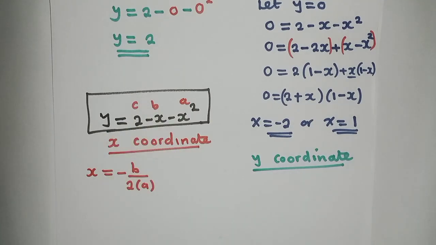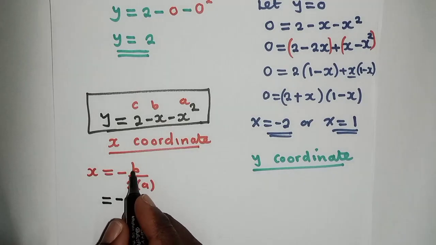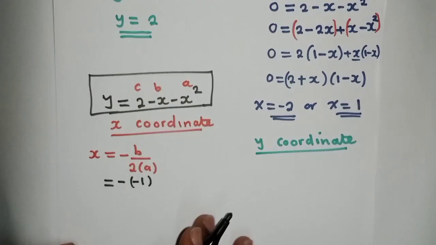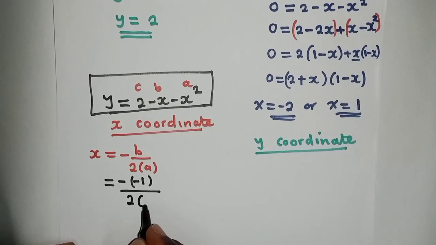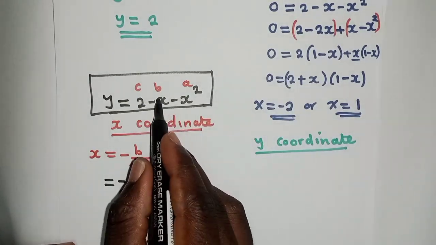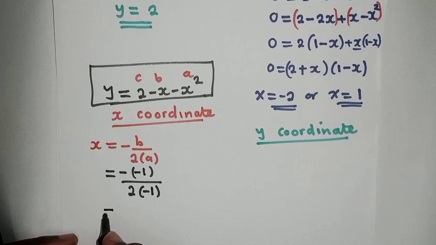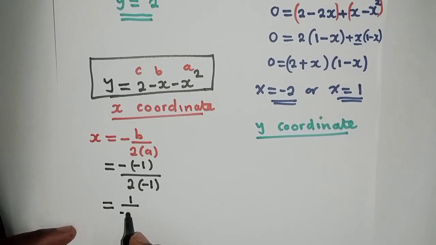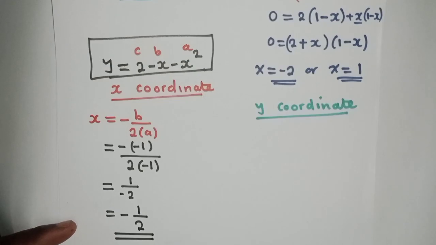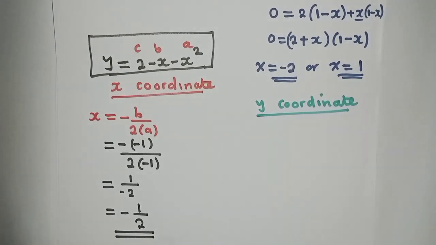So now we can plug in. We have negative b, which is -1, over 2 times a, where a is -1. So a right here is -1, b is also -1. So we can solve. We have 1 over -2 here, of which we can just write it like this. Okay? So this is our x coordinate.